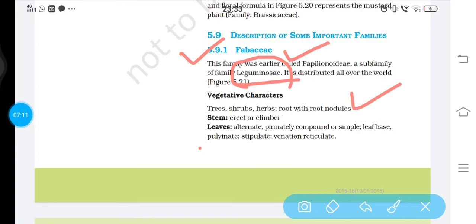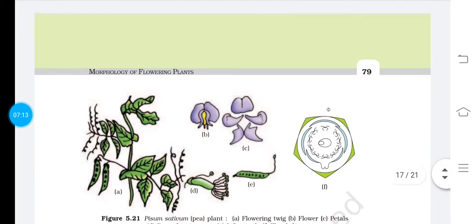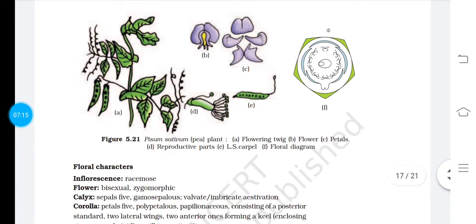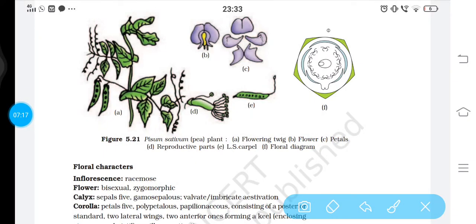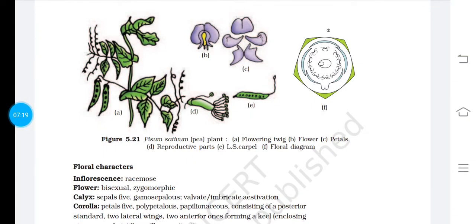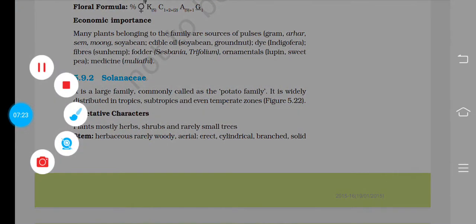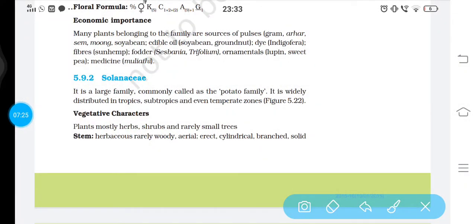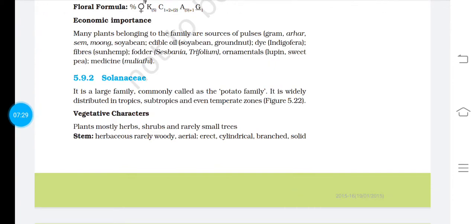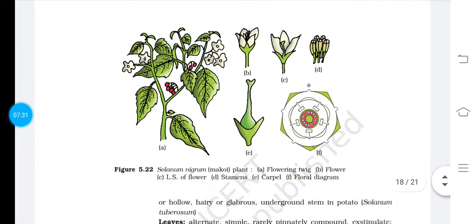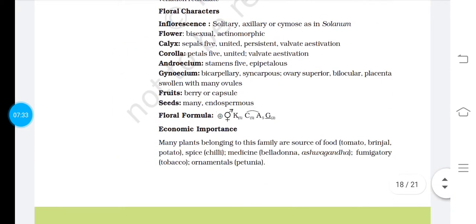If any of the features you are not understanding, you can ask me. Like we can see here, pea is the best example. If any one of you have this plant around you, then study that. Then here it is given Solanaceae member. Solanaceae is called the potato family here. If its members are around you, then you have to study its features.